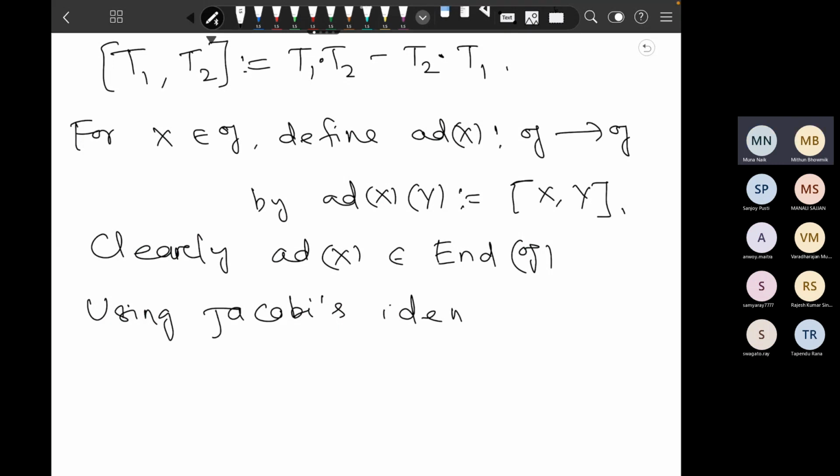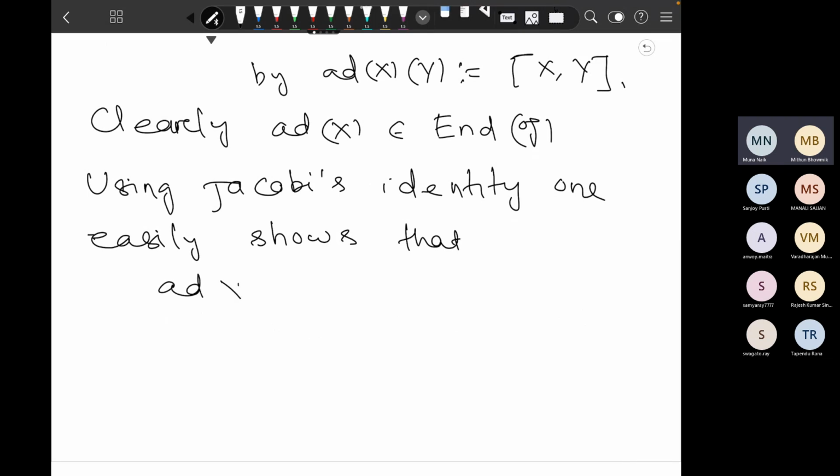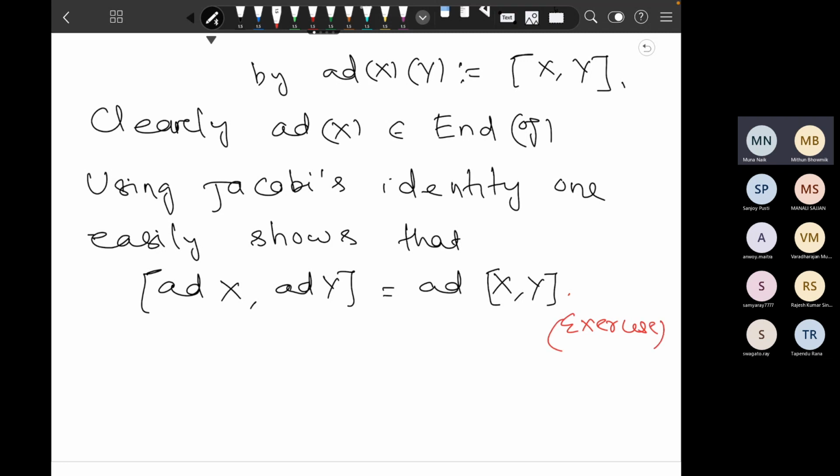Jacobi's identity. One easily shows that ad x, ad y is really ad of [x,y]. You can take this as an exercise. This [x,y] belongs to g. Okay. Now the thing is, this shows that this ad g, which you define like this.